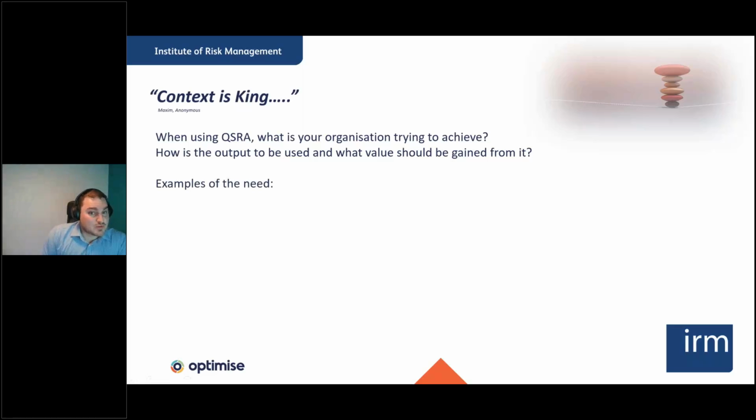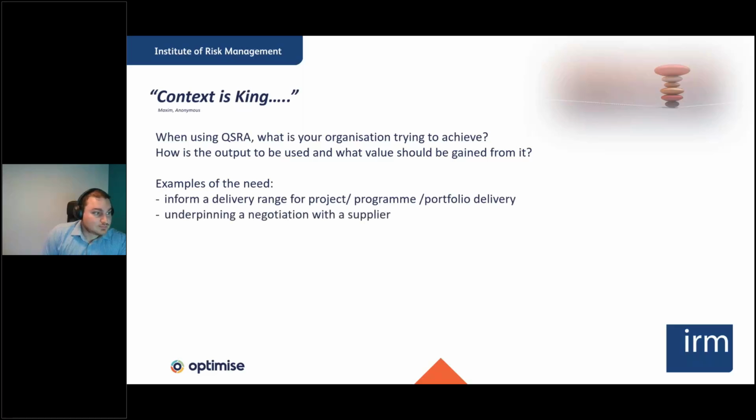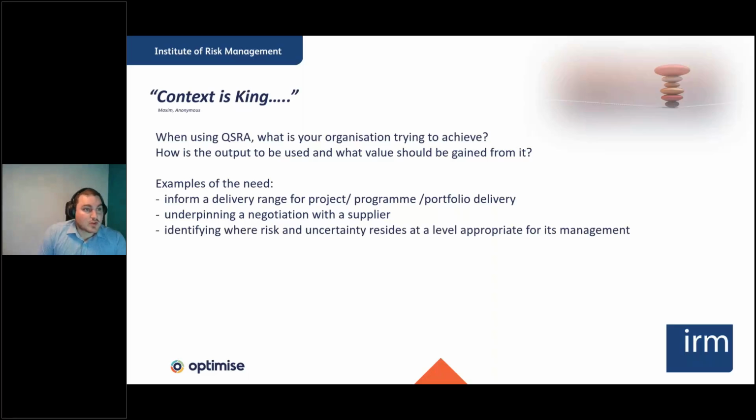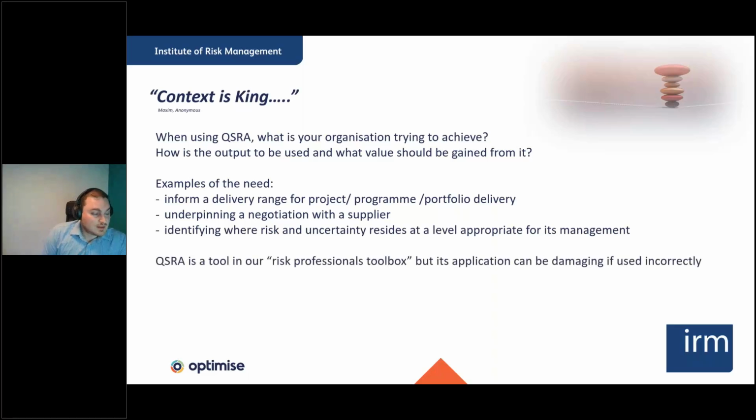Some of the typical examples of the need: we use it to inform a delivery range for projects, programs or portfolios. Sometimes it's used to underpin negotiations with suppliers, so we might want to understand from a bid perspective what suppliers are including as risk, what those impacts could do to a project or a program. It can be a useful tool for that. And sometimes it's about identifying where risk and uncertainty resides in the organisation and how we effectively manage it in the different tiers throughout the business.